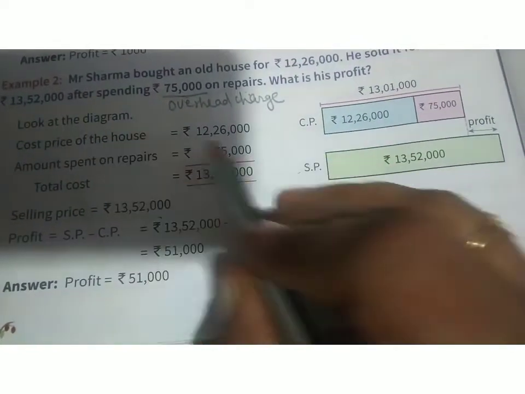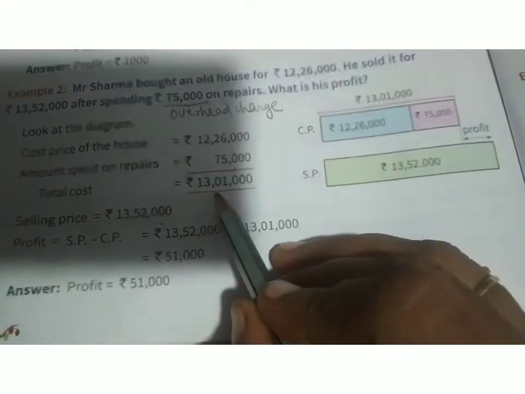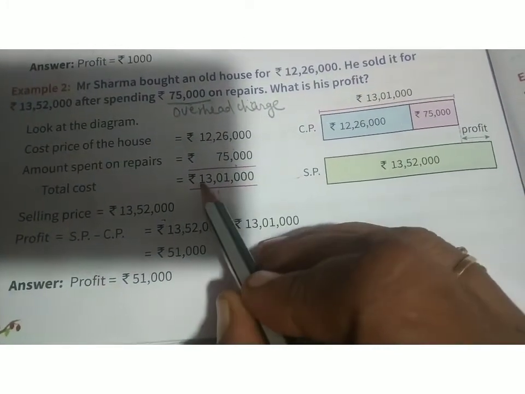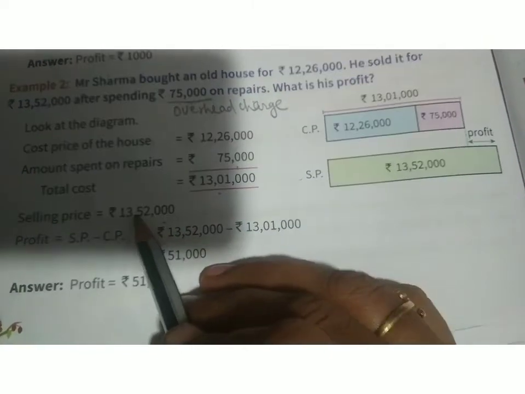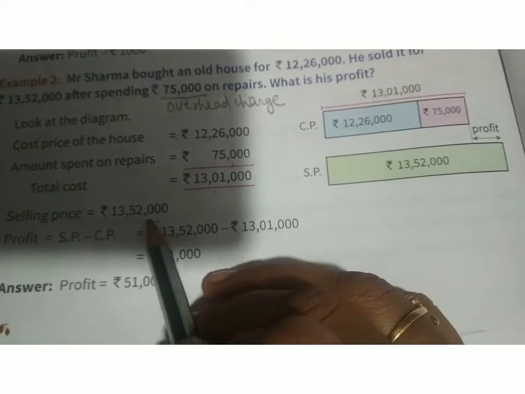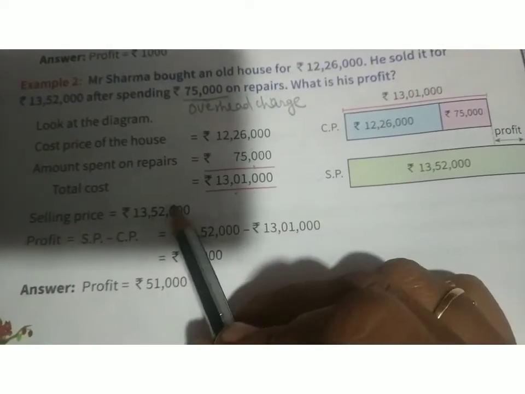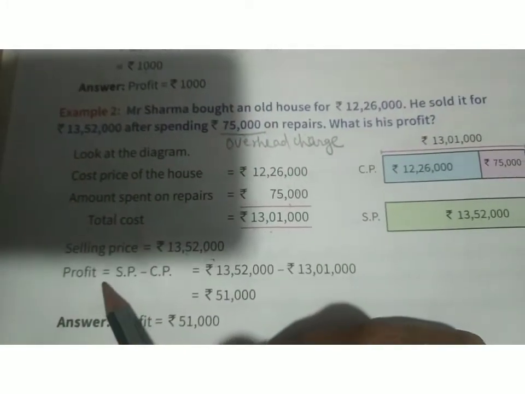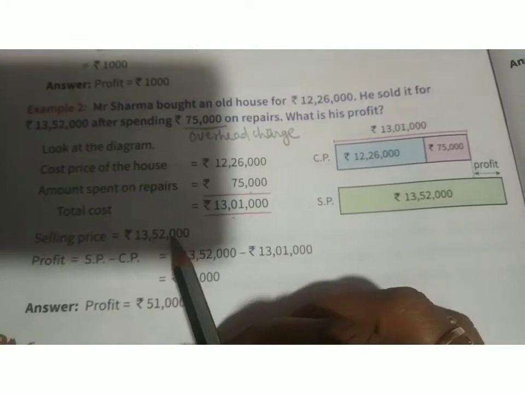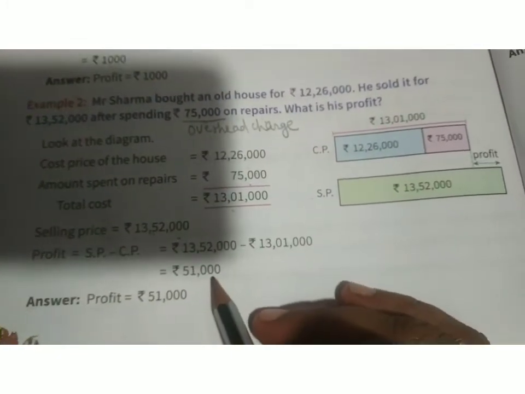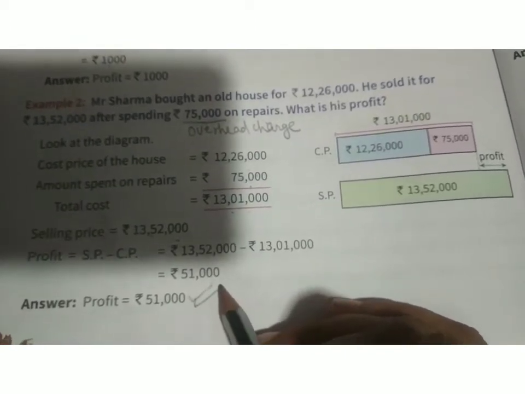So here the cost price is 12,26,000, 75,000 is added into it. So now the total cost price of the house is 13,01,000. The selling price is 13,52,000, right? So here you can see the selling price is more than the cost price. That means we are in profit. So the profit is selling price minus cost price. When we subtract cost price from the selling price, we get 51,000. So we are in the profit of 51,000 rupees.